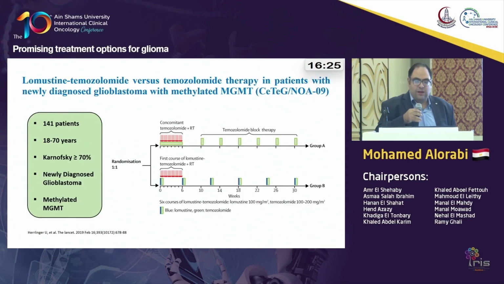Another trial to improve the management of glioblastoma came from Germany. This is a multi-center German study. They included 141 patients with a newly diagnosed glioblastoma with methylated MGMT, age between 18 to 70, and Karnofsky performance 70 or more. Patients were randomized to receive concurrent chemoradiotherapy with temozolomide followed by 6 cycles of temozolomide, or a combination of temozolomide and lomustine, and the first cycle administered during the radiotherapy.